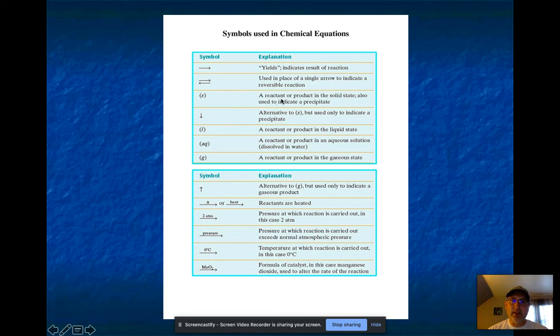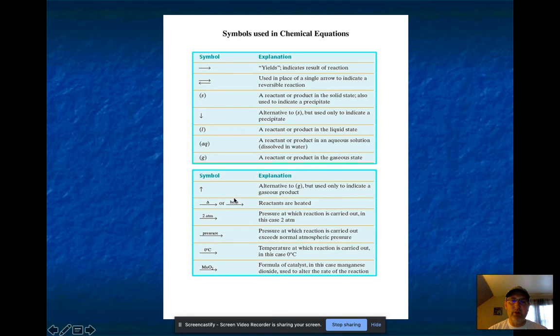S represents a solid or precipitate forms. This is alternative to that, especially when it's a precipitate, a down arrow, but we won't use much of that. L means it's a liquid. AQ, aqueous, dissolved in water. So that's different from a liquid, okay? But that's when it's dissolved in water, and a G is a gas. This is alternative to a gas producing, putting an up arrow. We won't use that too often.